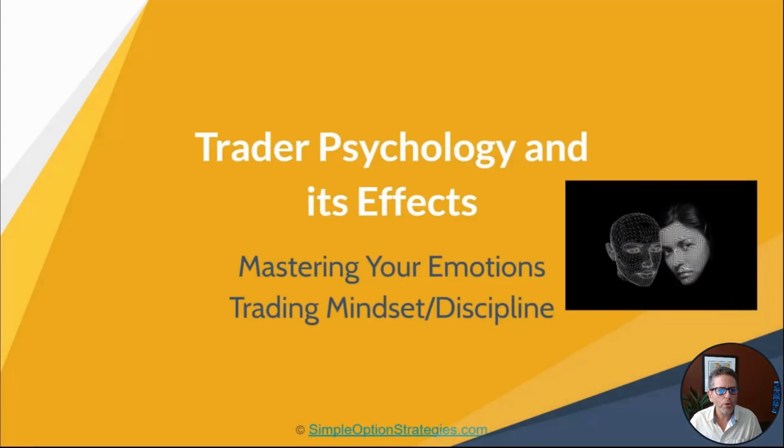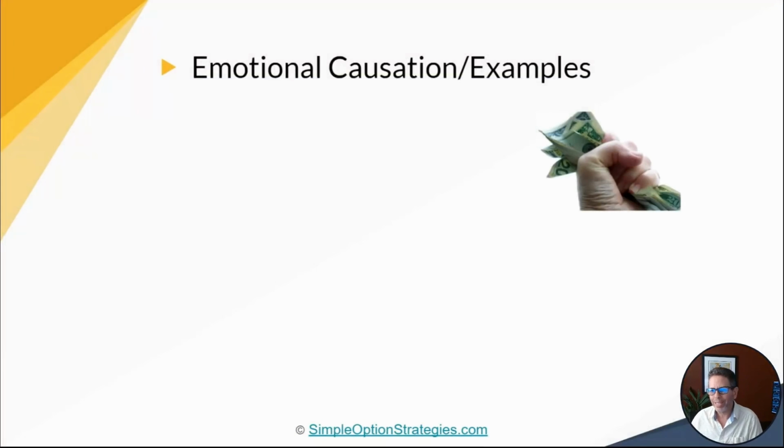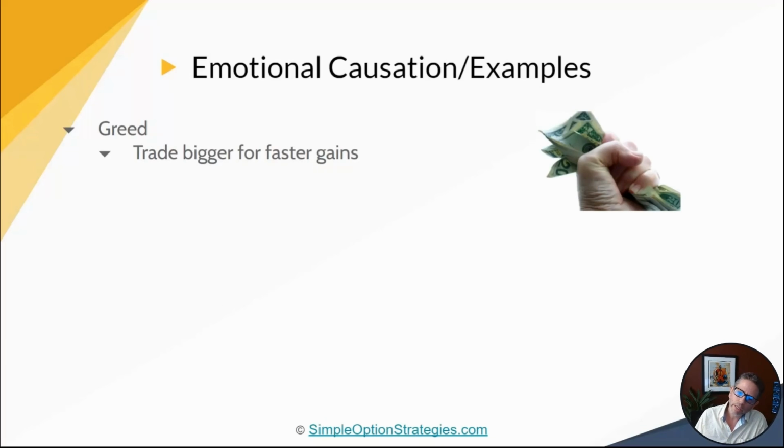All right, so let's go through the emotional causation examples of trading. Number 1 is greed. And what happens when we're greedy? It's usually because you probably have a smaller account. You have a short window to make these gains so that you can get to your trading goals, right? And what happens is just the opposite. Basically you're trading bigger, and it causes emotional decisions to be made when you're trading bigger, especially when the trade goes against you.